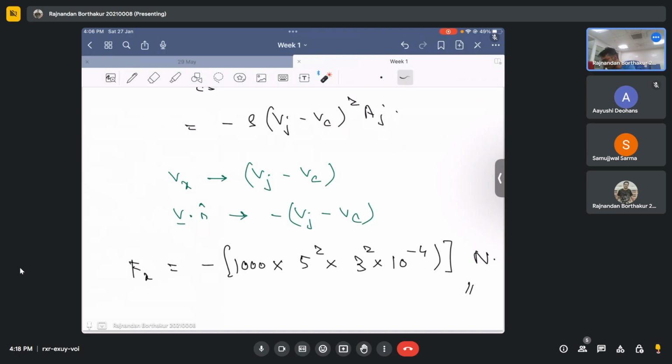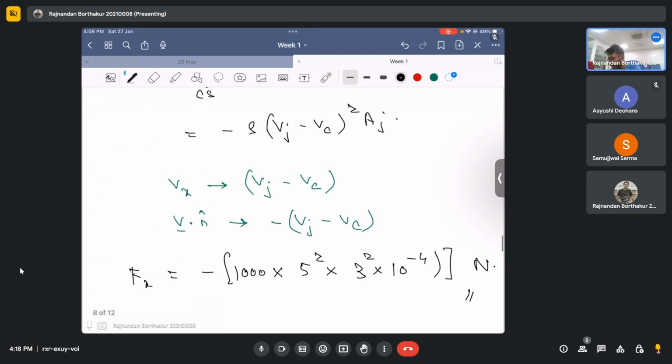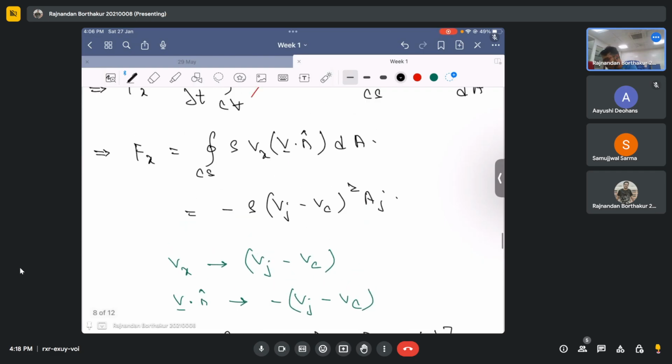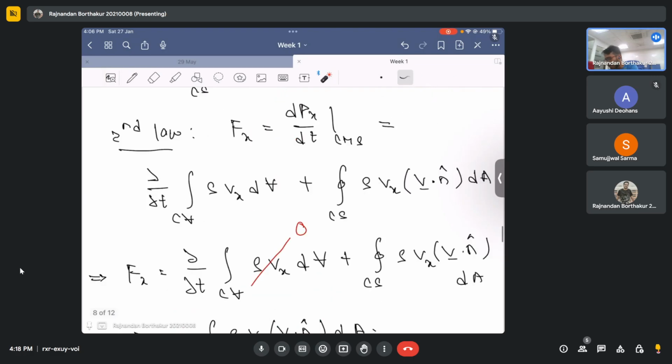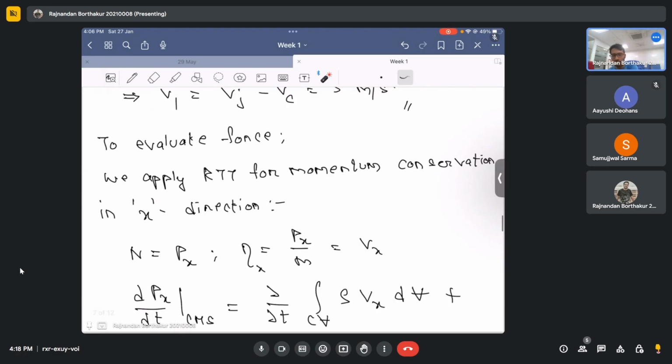I hope this is clear to everyone. How did we calculate this force? And I hope this problem is clear. So ultimately, we need to determine the force on the card. And one more thing, if you observed minutely, we applied Reynolds transport theorem for momentum conservation in the x direction, but we didn't apply this for the y direction. And I said that the net force would just be that.